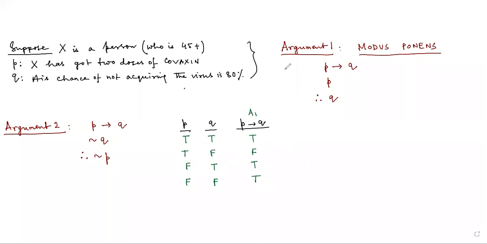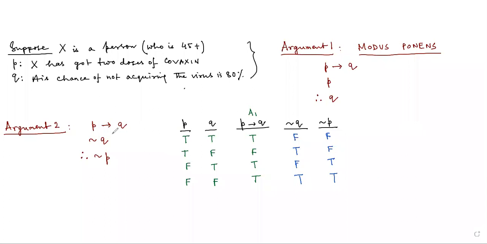Then we need to find out the truth value of the negation of the statement Q, and also the truth value of the negation of the statement P. So let us try to find it out. The negation of Q means when Q is true, it will be false, and when Q is false, it will be true. So for T it will be F, for F it will be T, for T it will be F, for F it will be T. Similarly, for P: for T it will be F, for T it will be F, for F it will be T, and for F it will be T.